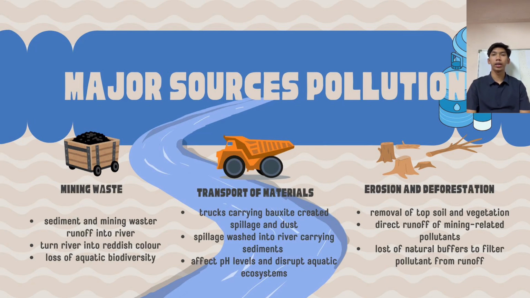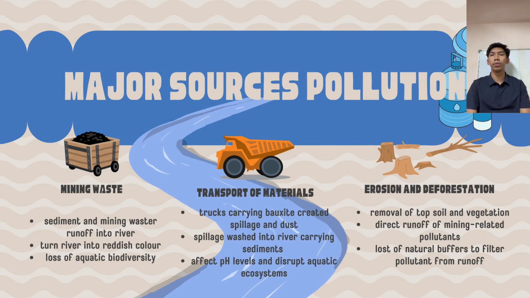In the next topic, major sources of river pollution. Firstly, mining waste. Sediments and mining waste run off into rivers. Then, heavy metals in mining waste react with oxygen, forming distinct color and toxic compounds, turning the water reddish in color. This pollutant made the river unsuitable for aquatic biodiversity, leading to its decline.